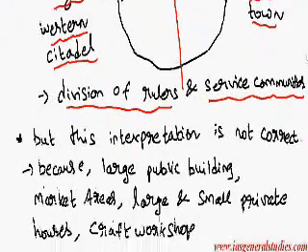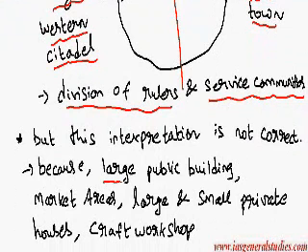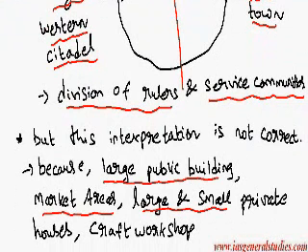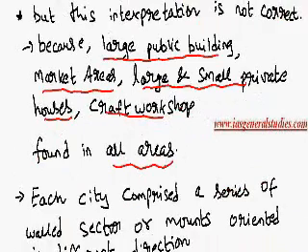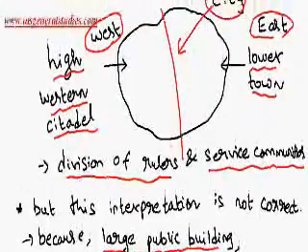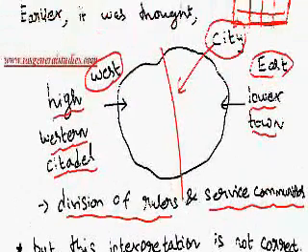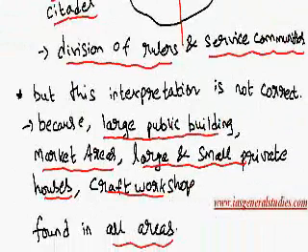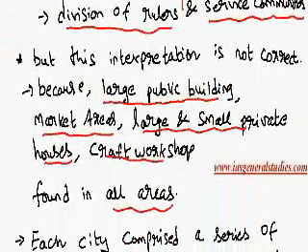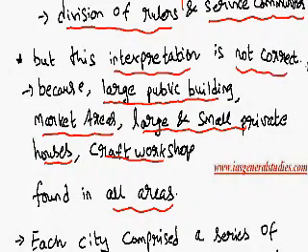There was no such division, because we can find large public buildings, market areas, large and small private houses, craft workshops, all these things in all areas. In such a situation, we cannot have a division of rulers and service communities as it was taught earlier. Is it clear? Because everything is present everywhere. So the earlier interpretation was not correct.